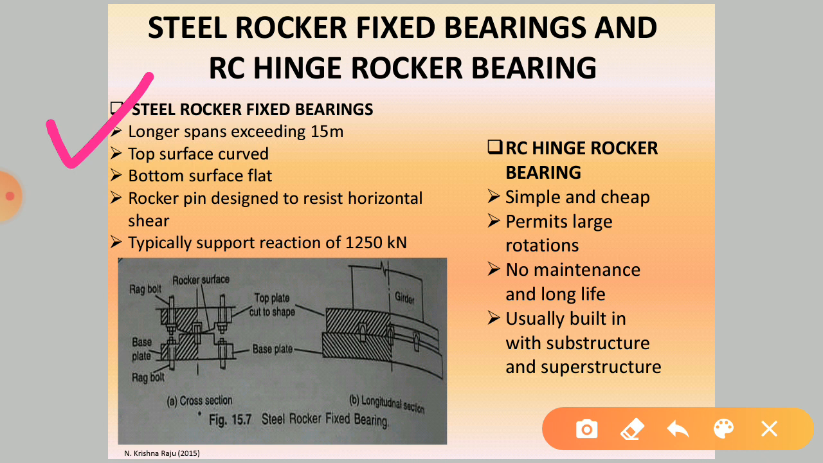There is another type, the RC hinge rocker bearing. It is also simple and cheap, permits large rotation, needs no maintenance and has a longer life. These are the advantages of this type of bearing. It is usually built in with the substructure and superstructure. Okay, this is an important point, that it is usually built in with the substructure and superstructure.